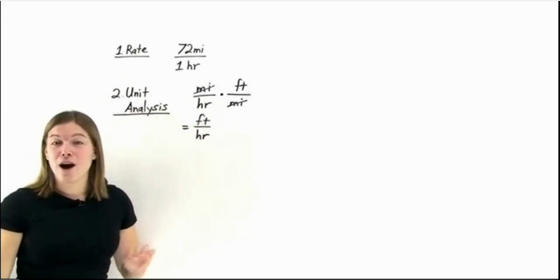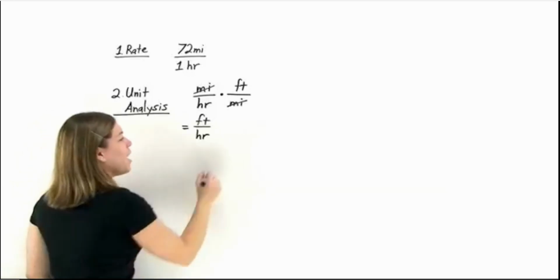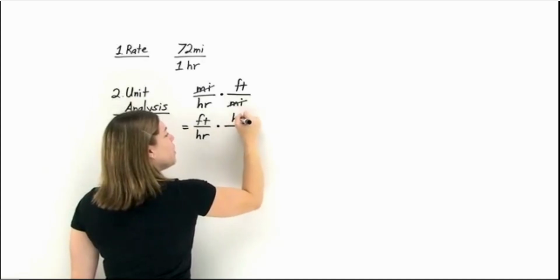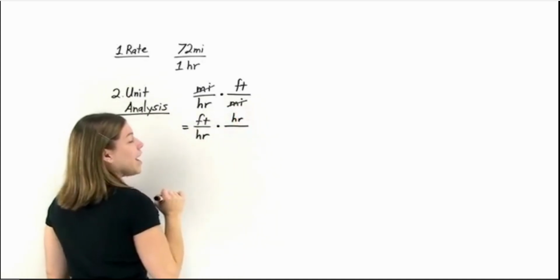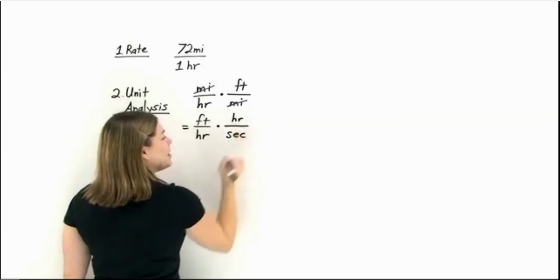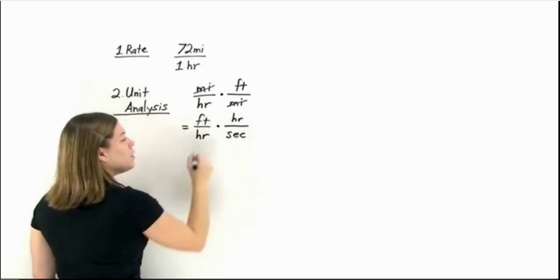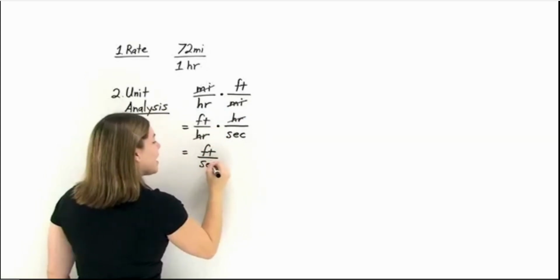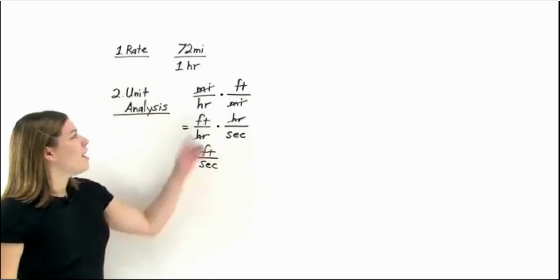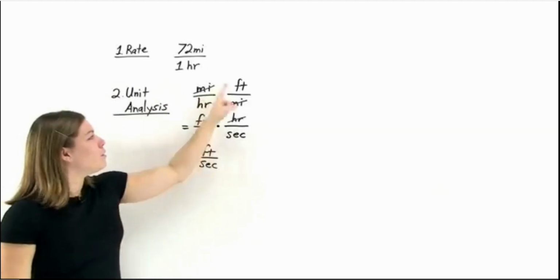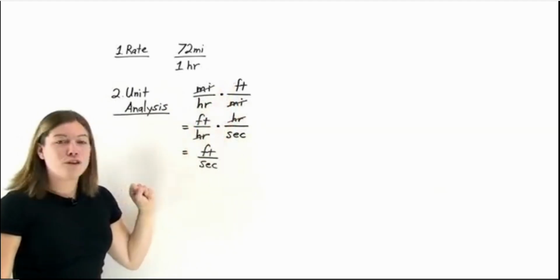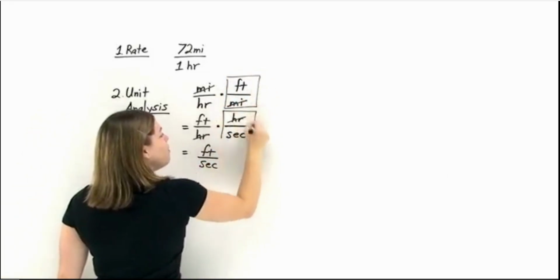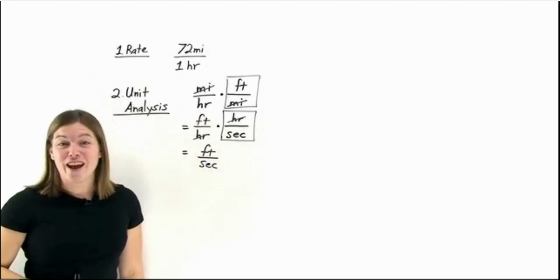Now let's focus on changing hours into seconds. We want to follow that same process. Here, since hours is currently in the denominator, to remove it, we need to put hours in the numerator here. And we want to replace that with seconds. So we put seconds in the denominator. When we multiply, the unit of hours cancels out, and we're left with feet in the numerator and seconds in the denominator. So here, if we have miles over hours, and we multiply by feet over miles, then hours over seconds, we will get feet over seconds. We now know the units that we need to involve in our conversion factors.